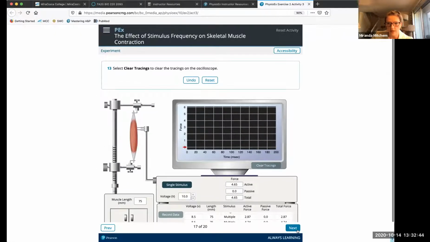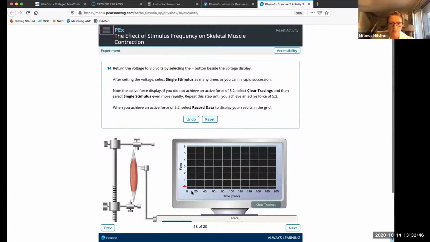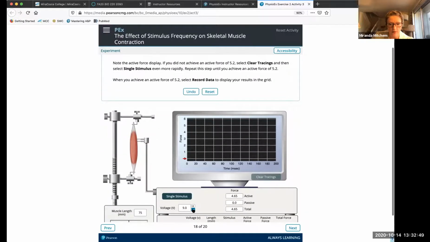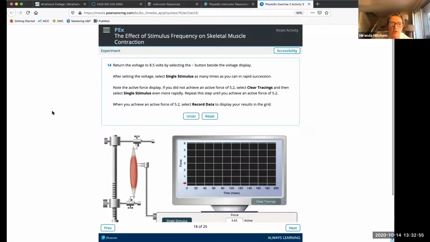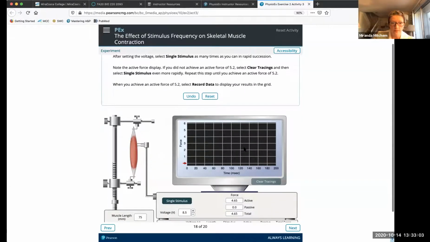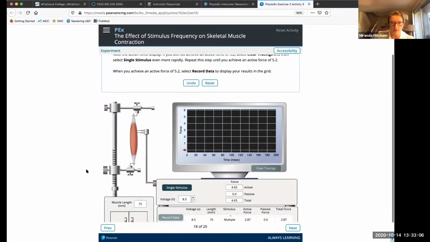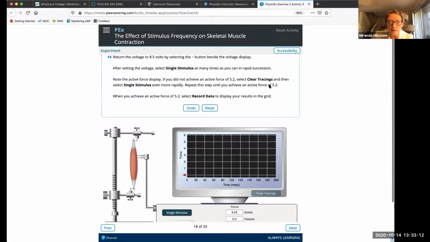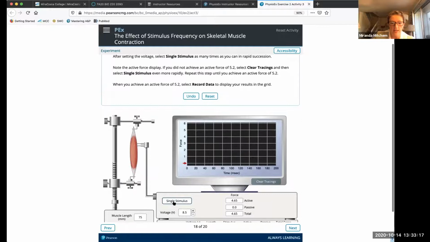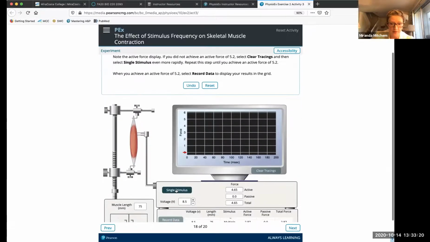Let's get set up for our next one. So we're going to take the voltage back down to 8.5. Oops, sorry about that. After setting the voltage, select single stimulus as many times as you can in rapid succession. Yeah, and we've got to do this until it happens, it says, until we get an active force of 5.2. So we've got to get above a force of 5.2. So I'm going to hit it as fast as I can, trying to get it up there. Here we go. Oh, there we go.